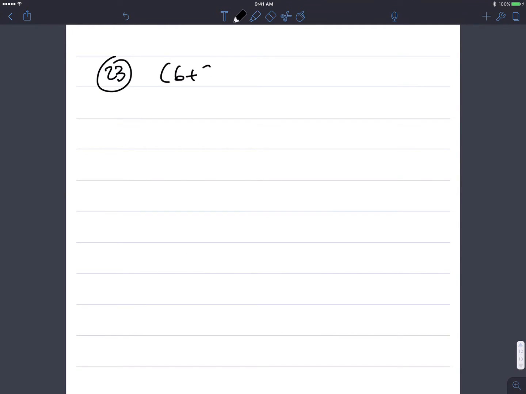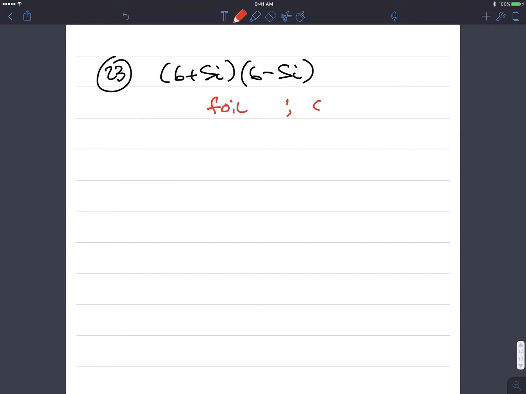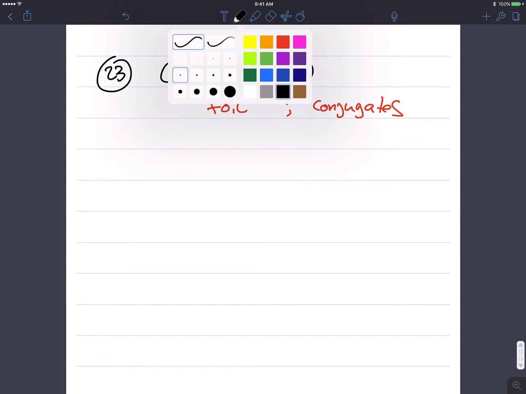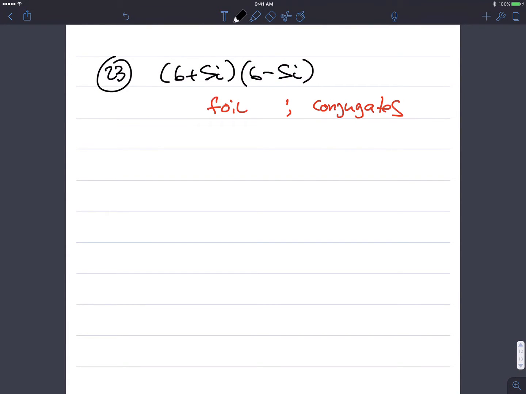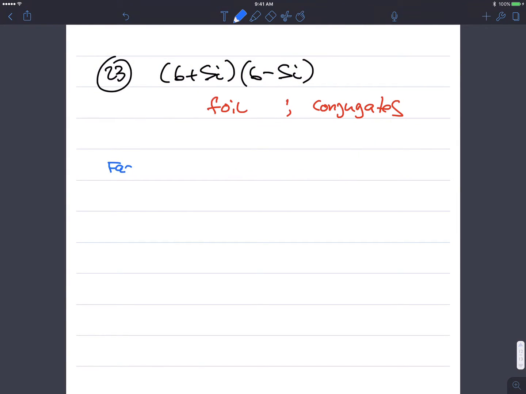23. 6 plus 5i times 6 minus 5i. Again, we use FOIL, and notice we have conjugates. What we could use is a shortcut that we've seen in class. Remember, let's write this down. Here's a fact. A plus bi times a minus bi will be a squared plus b squared. We actually proved this in class.